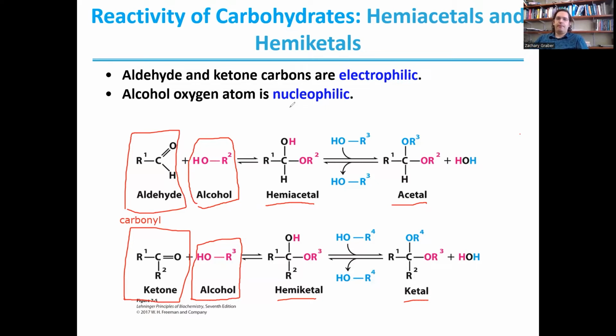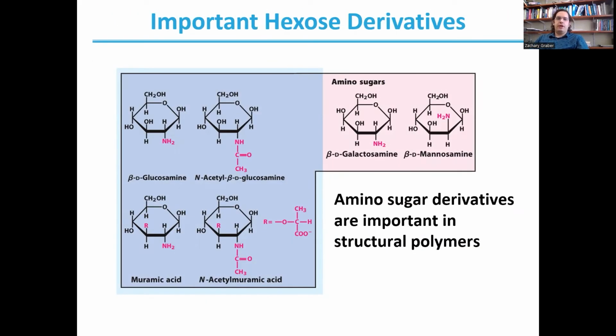But the other approach is to modify our carbonyl or alcohol functional groups in order to add on additional reactive groups. In today's lecture, we're going to look at some of the common modifications that are made to sugars in order to add additional reactive groups. So we're going to split these into different categories based on the kind of modification that is made.